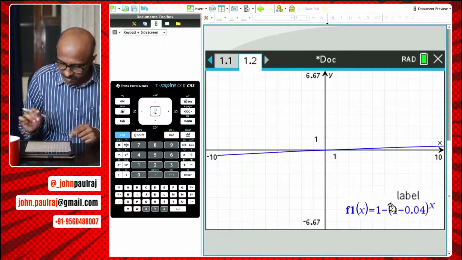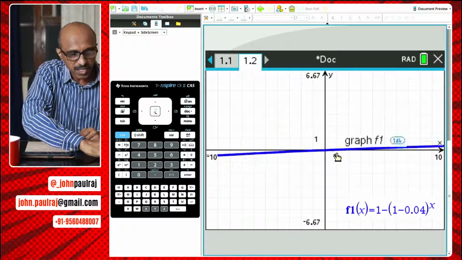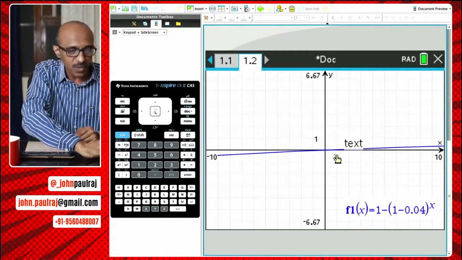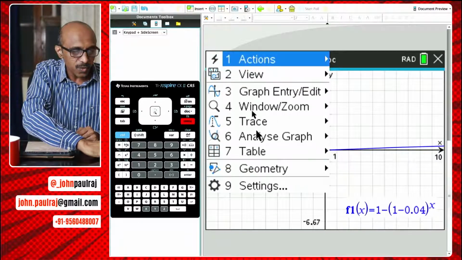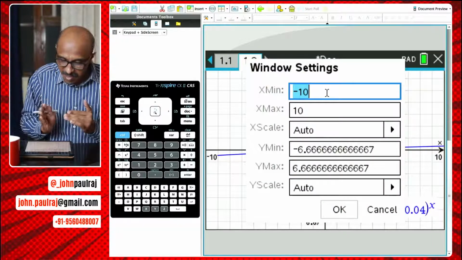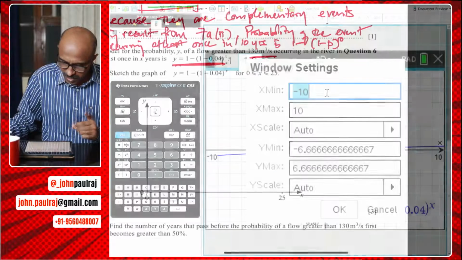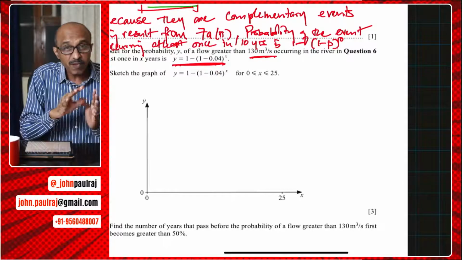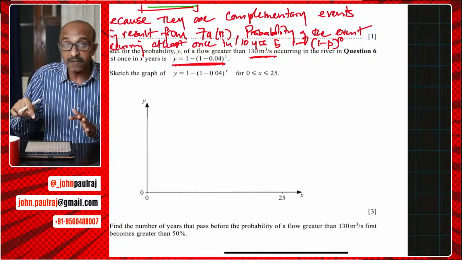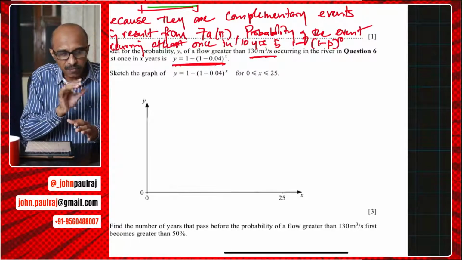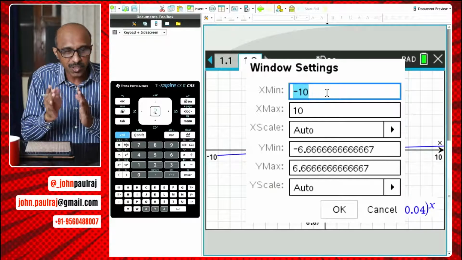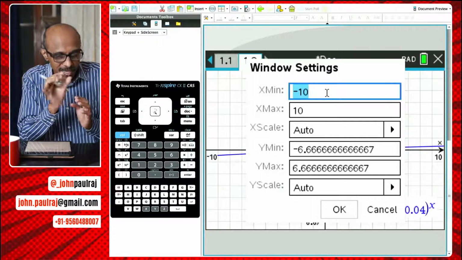So what have they given? They've given from 0 to 25. So let's just change that. Now as a habit, what I do is that I try and keep a little bit on the left hand side. Okay, so if you go on Windows settings, menu, Windows zoom, and Windows settings, what I do is x min, according to the graph which they've given us, is 0 to 25, right? But just for my reference, of course, when you draw the graph, you draw from 0 to 25, as given in the question. But just for my own reference, it helps me.